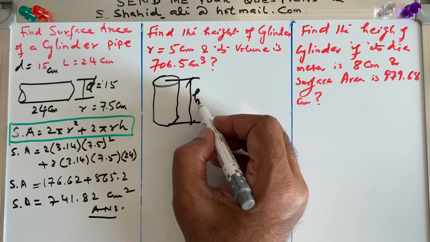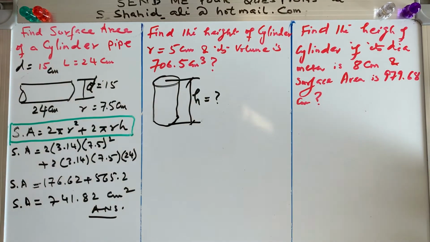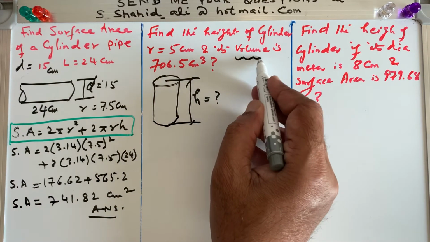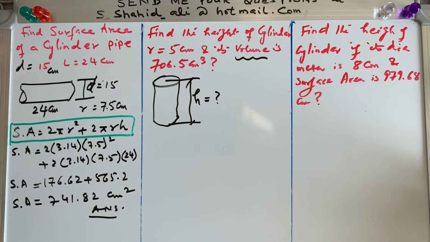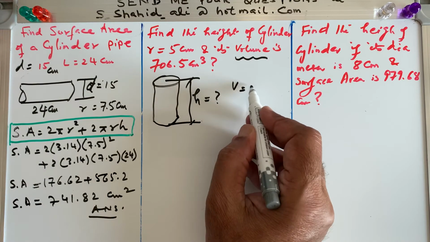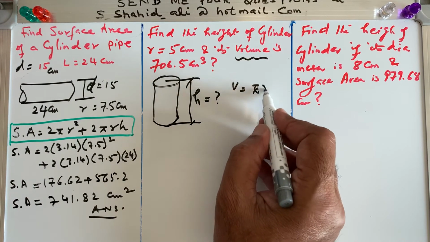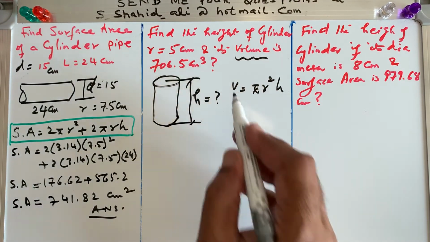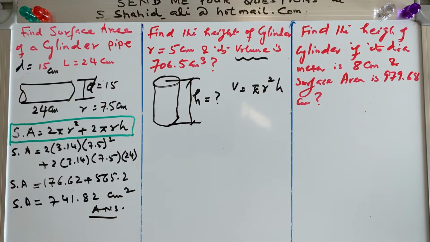So we have h unknown. Any variable can be unknown. We know that in this formula, r, h, and surface area, right? 3 variables, or volume. If there is no surface area, there must be a volume. So this question has got volume, right? So we will be dealing with volume, and we know formula for volume is pi r square h, right? This is the volume. V is equals to pi r square h.